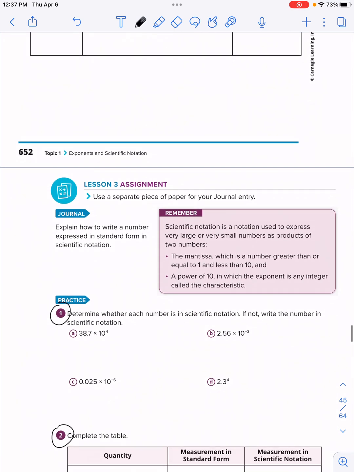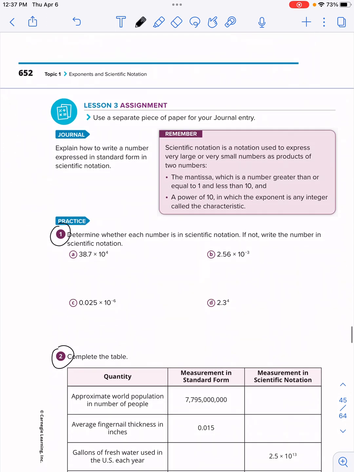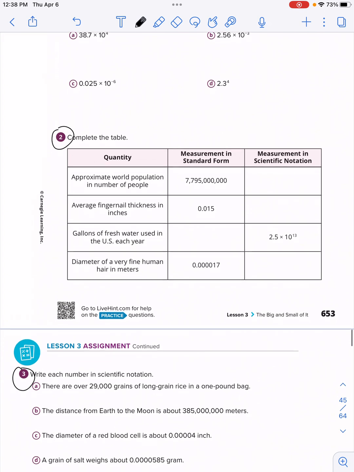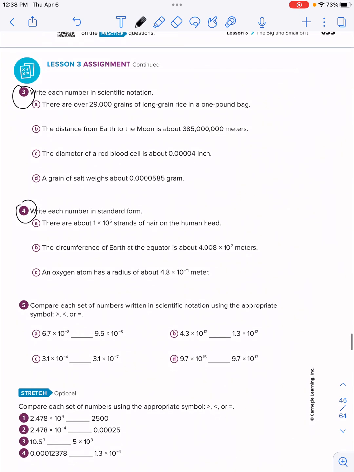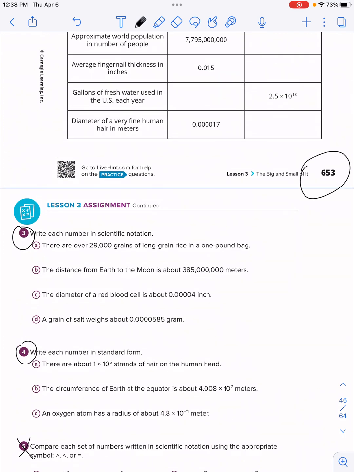All right, so that leads us to our assignment. We're completing number 1, which is where you're determining whether it's in scientific notation written correctly, and if it's not, write it in scientific notation. Number 2, converting between standard and scientific form. And then 3, and then number 4. We're going to cross off number 5. Or we could do number 5 for extra credit. Anyways, we'll leave it at that. So this is page 653, numbers 1 through 4.